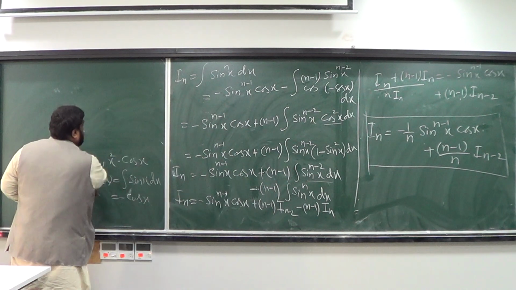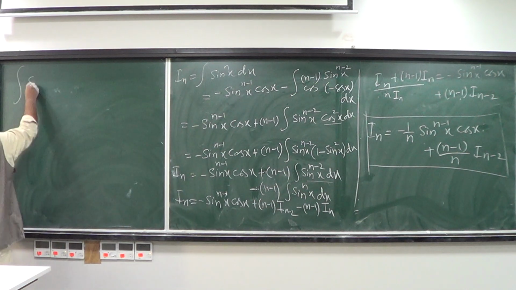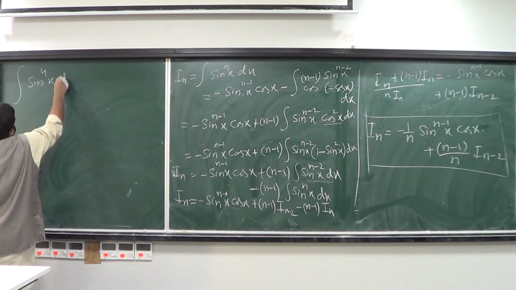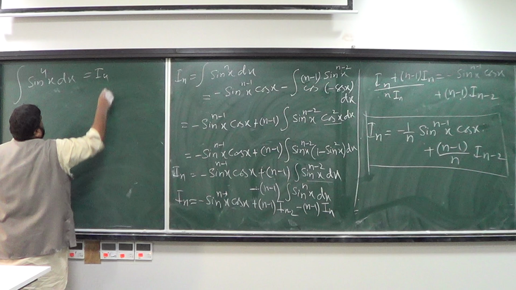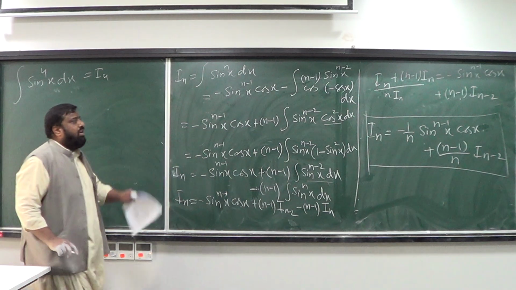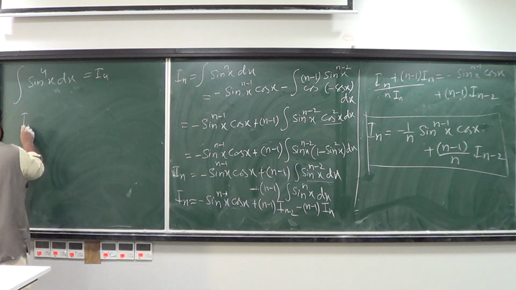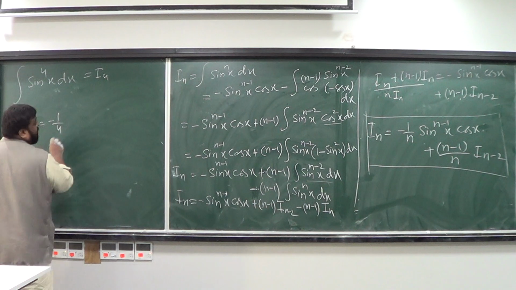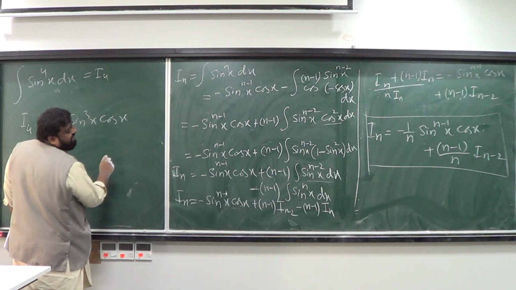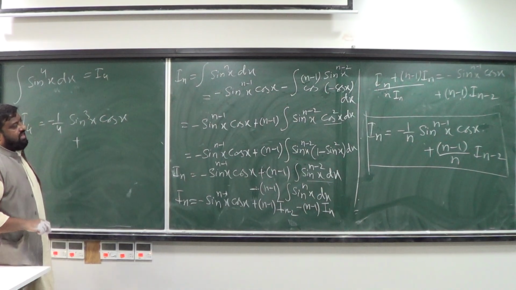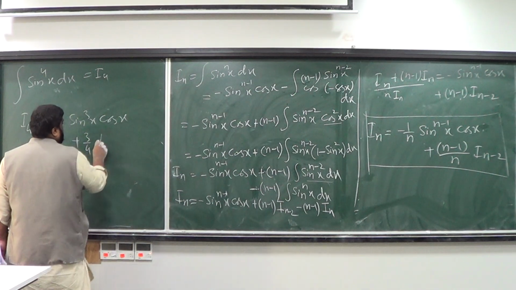So imagine you want to compute the integral of sine power 4x dx. So this is like your I_4. You know the formula for I_n actually. So I_4 is going to be negative 1 over 4 sine^(n-1) x, which is sine cube x cosine x, plus (n minus 1) upon n, so it's going to be 3 upon 4 I_(n-2), so I_2 actually.